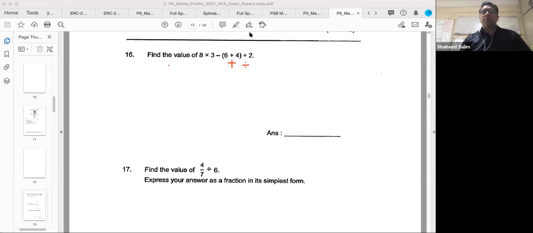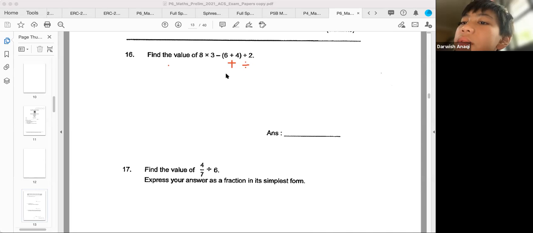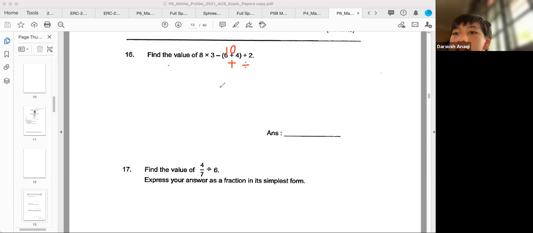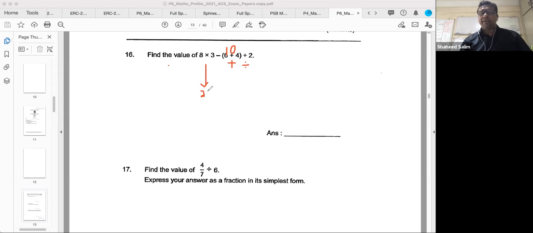Okay, first one, I'm going to ask Darvish, which one do you do first? You tell us. Times, minus, plus, or divide? I did the bracket first. Okay, so you get 10 here. Then after that, what do you do? 8 times 3. Okay, 24. And then after that, what do you do? You minus 10, is it?